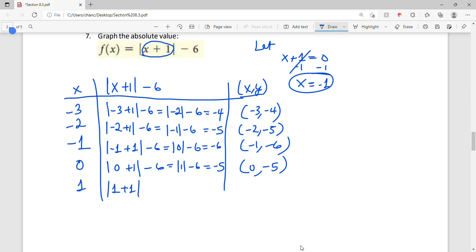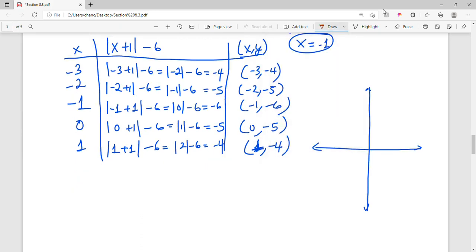For the last one, we substitute a 1 into the original function. 1 plus 1 is 2. The absolute value of 2 minus 6 is going to give us a negative 4. So this is the ordered pair 1 comma negative 4.